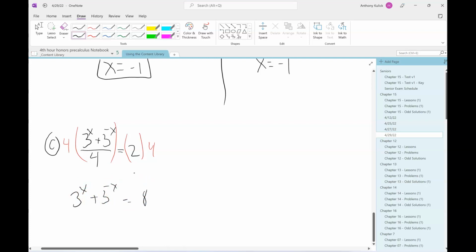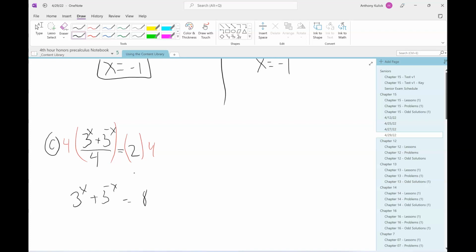See where my head went is you would split it to 3/4 plus 3/4, and then could you use a property between the two? Not if they're added. Can I add 3 to the x and 3 to the negative x? No. Why not? Because they're different. They're not like terms. To add 2 things, they must be identical, right?